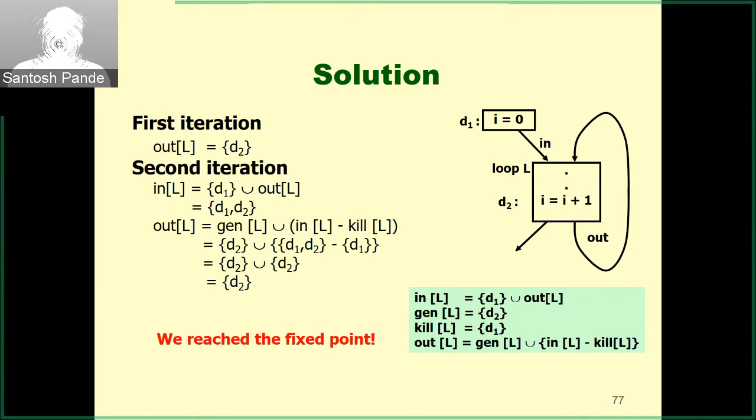So this is called reaching the fixed point of a system of equations. In reaching definitions, there are two ways to do this. One way to initialize the outsets is to simply set the outset equal to the gen set, because that's the part which doesn't change. The second one is to initialize it to null. In this case, they have initialized it to null, but we could have very well done out of L is same as gen of L.